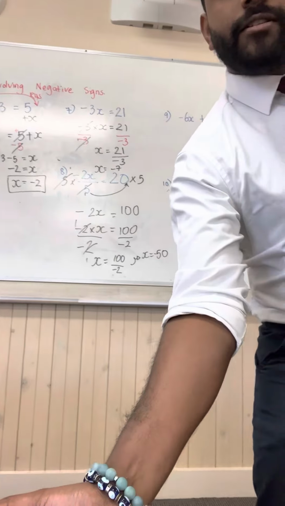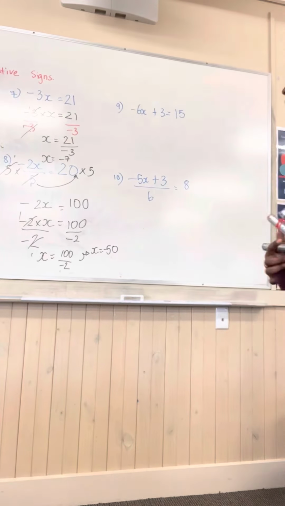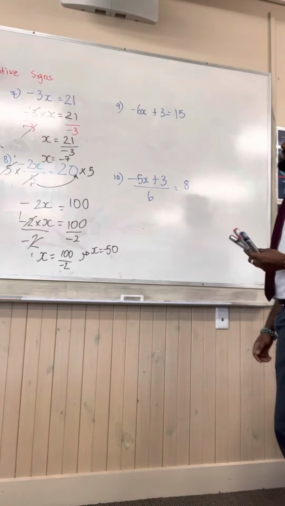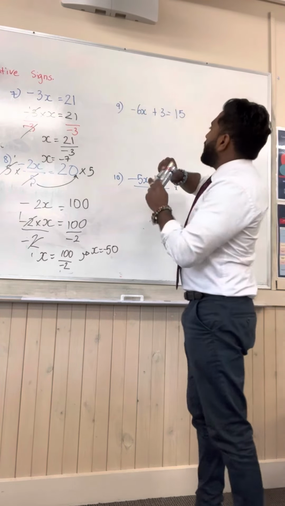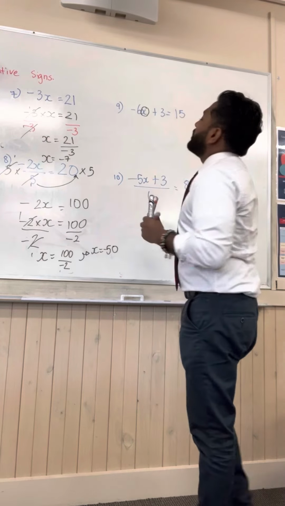All right, so I'm just going to bring that camera right there. So this is the last two questions. This is where it can get really tricky. What do you got to get rid of? You need to make x by itself.